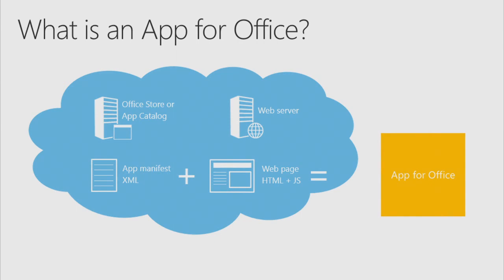But essentially, an app for Office is built of 2 components. You have an app manifest, which is a simple XML document that specifies things like which permissions you're going to need, what sites you're going to be hitting, which clients it runs in, whether it's Word or Excel or Project. And you can just whip that up in Notepad, although Visual Studio has some nice tooling that you'll see in a bit to create it.